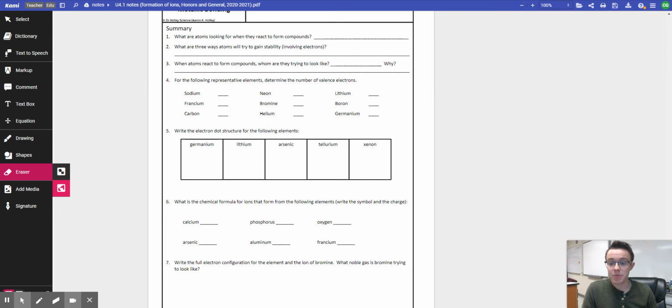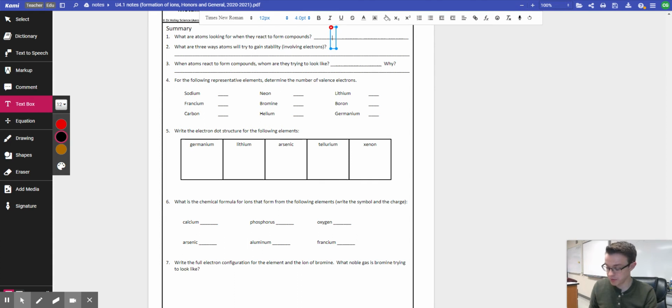So hopefully, if you're watching this part of the video, you've gone through and you've completed the summary page and you are just checking to see if you got these right. So let's see how we did. Number one, what are atoms looking for when they react to form compounds? The atoms are looking to become stable. They're looking for stability, okay?